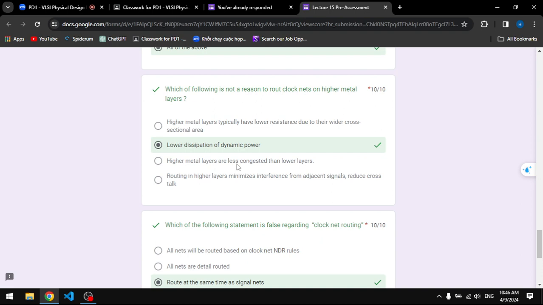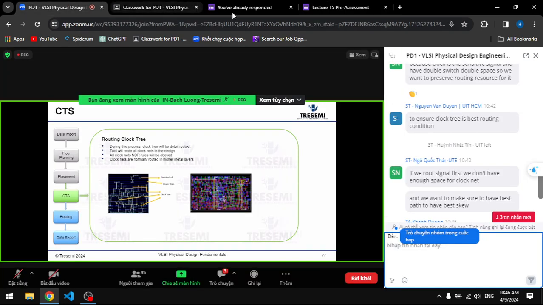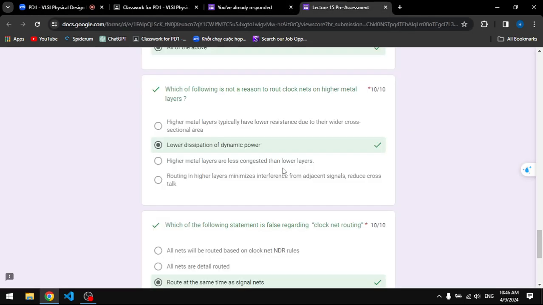Okay, and a high metal also has less resistance, so less IR drop. Yes, that is correct. It reduces crosstalk in terms of power distribution. If you route on the lower layers like 1 and 2, metal 1 is used a lot for power distribution to the standard cells, so there can be a lot of noise down there. So yes, that's also true.